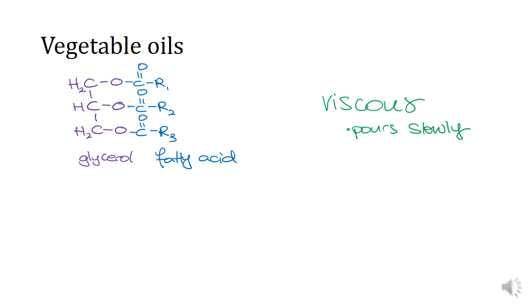The definition of viscous is that it pours slowly. So think about when you're pouring, I'm going to go with olive oil because that's what I've got in my pantry. When you're pouring olive oil into a pan, it gloops. It doesn't pour like water. So something like olive oil has a higher viscosity than something like water. If something is viscous, it pours slowly. And because this pours slowly, even when it is warmer, it's not really suitable for use in car engines as it currently is. So these vegetable oils are produced by the plant.